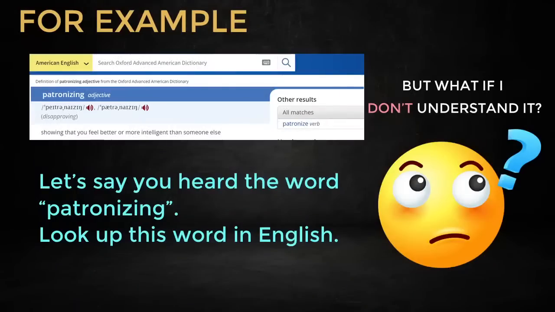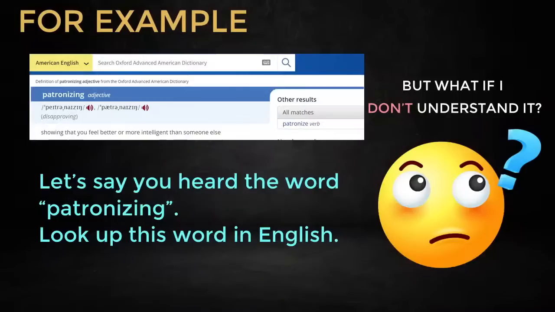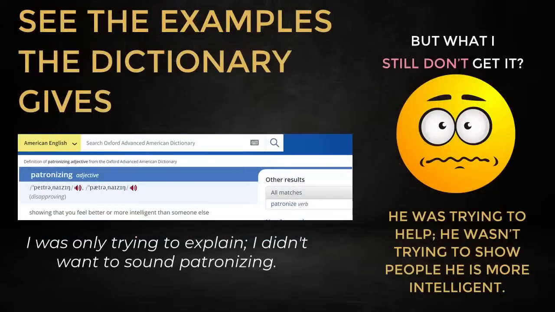But okay, you're gonna type the word, you're gonna search. Teacher, I typed patronizing, and here it is: adjective, disapproving, showing that you feel better or more intelligent than someone else. So you Googled, but teacher, I don't understand very much. What do I do? What if I do this that you're recommending? I look up the word, but I don't understand so well. Well, here's what you do next.